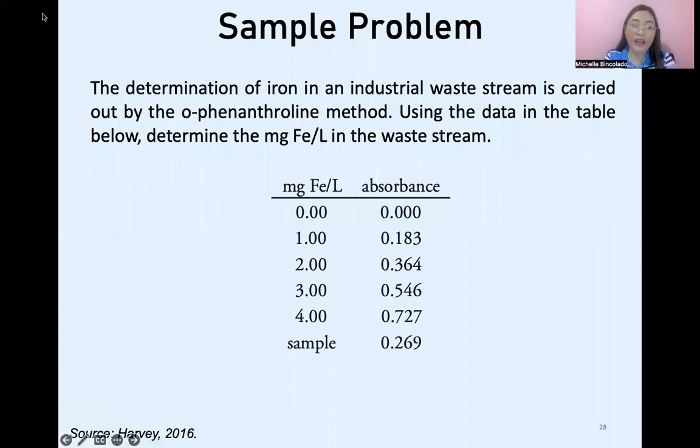So guys, mag-solve tayo ng sample problem. And this problem, ang analyte ay iron. The determination of iron in an industrial waste stream is carried out by the orthophenanthroline method. Using the data in the table below, determine the amount of iron in terms of milligram iron per liter in the waste stream. So here guys, we have X. Ito ang ating x-axis, no? Ito ang known concentrations ng iron in ppm. And then of course, the absorbance.